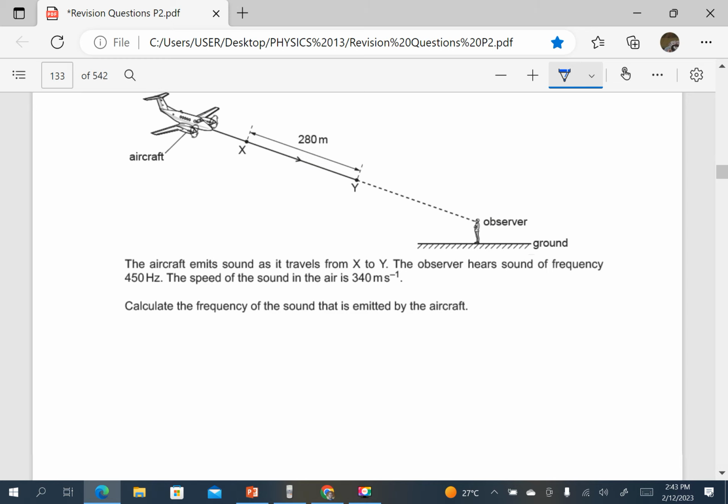The observer hears sound of frequency 450. Remember, it is moving towards. The speed of sound is 340. Calculate the frequency of the sound that is emitted by the aircraft.